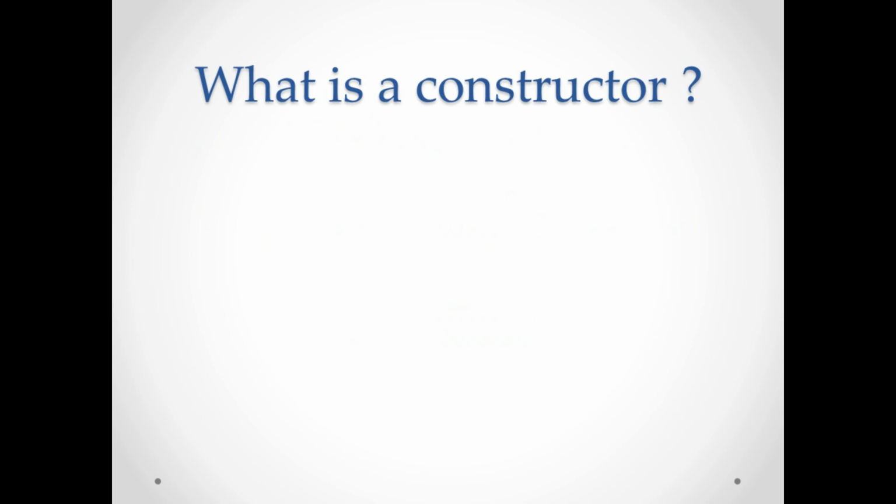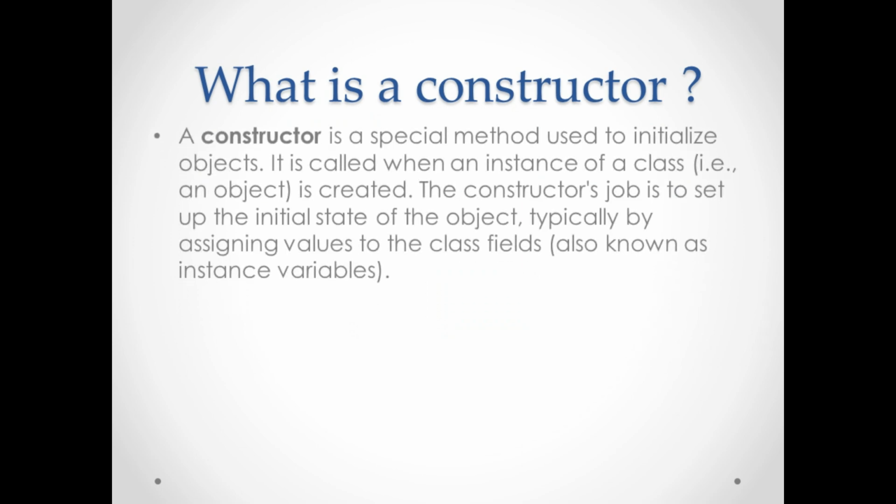A constructor is a special method used to initialize objects. It is called when an instance of a class, i.e., an object, is created. The constructor's job is to set up the initial state of the object, typically by assigning values to the class fields, also known as instance variables. For example, in this code, a car class's object is made by calling a constructor named car, which looks like a method and has no parameters.